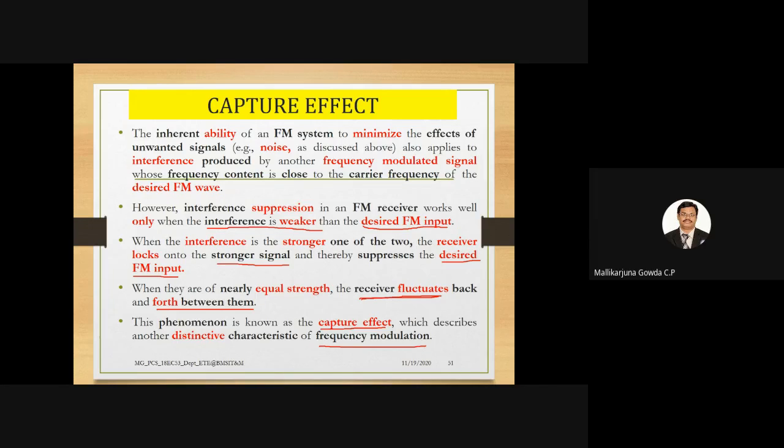The third case is if the desired FM signal and the undesired one, that is the interference signal, have the same signal strength. If their strength is the same, then what happens? The receiver will fluctuate back and forth between those signals. That phenomenon is known as the capture effect. This is not there in the case of any other receivers. I hope you understood the meaning of the capture effect.